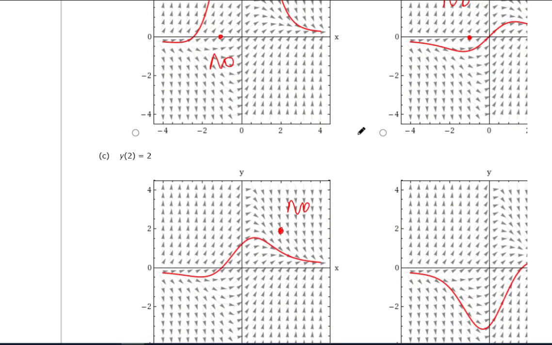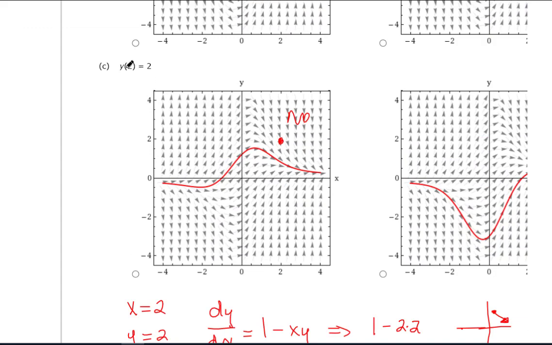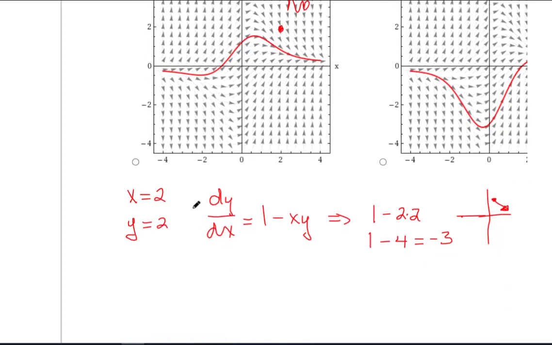All right, what about at 2, 2? No, maybe. I can't see it. Let's see. At 2, 2, I've got 1 minus 2 times 2, 1 minus 4, so a slope of -3.